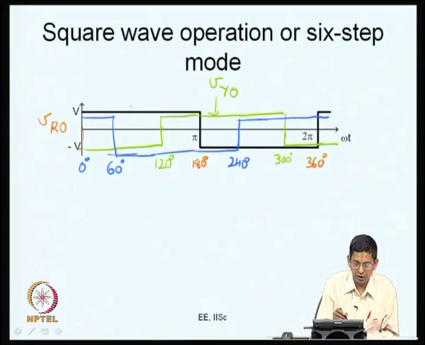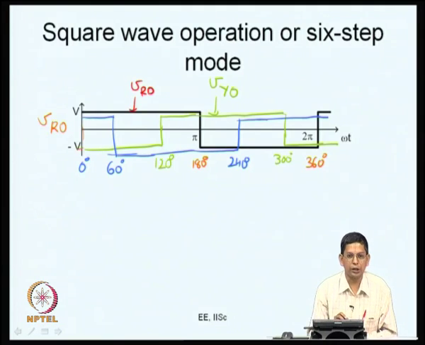So, what you have here is VRO, let me indicate it in red ink itself. This is the R phase fundamental voltage when you are considering square wave operation, and Y phase is shifted by 120 degrees and B phase is shifted by yet another 120 degrees. So, the 3 phases are really like this now. It is also called a 6 step mode. Why do we call it a 6 step mode? You can see that there are 6 different switchings here.